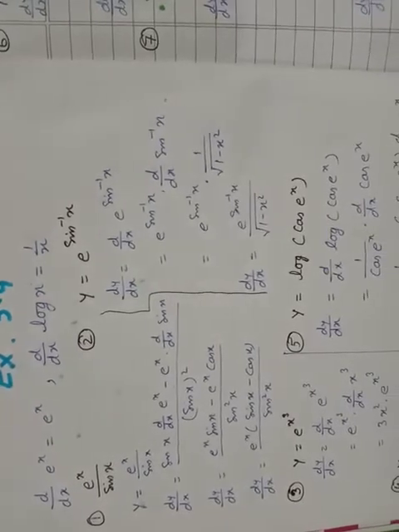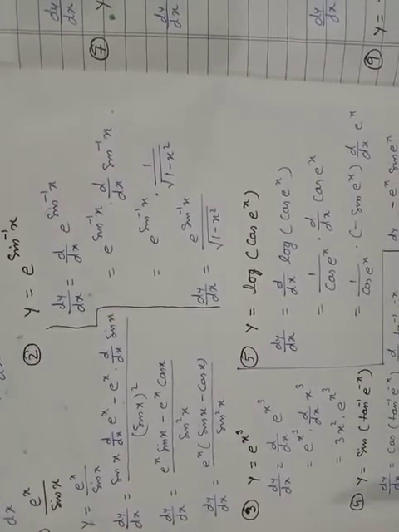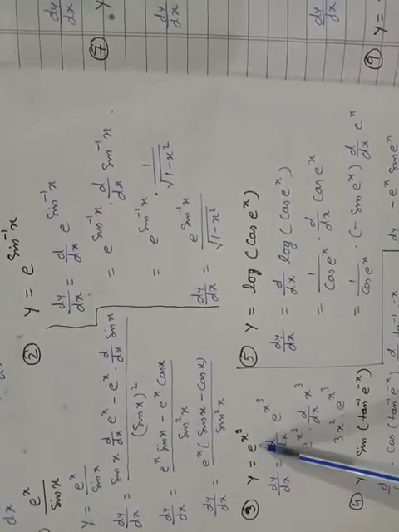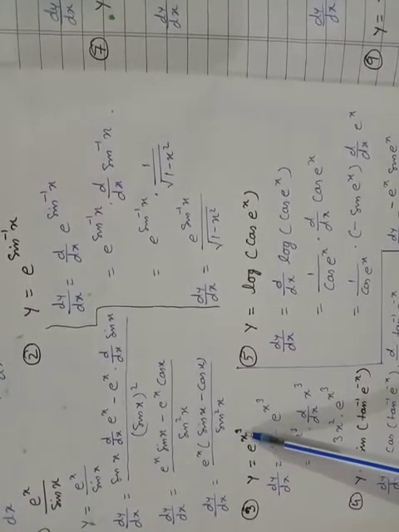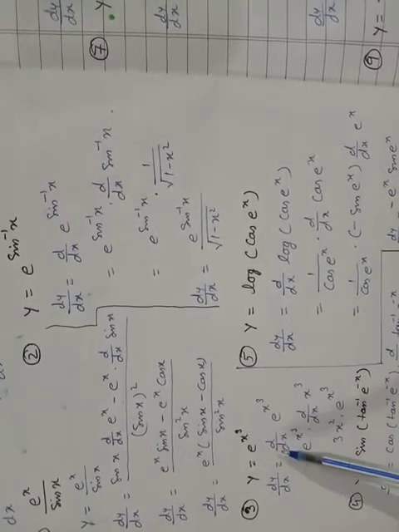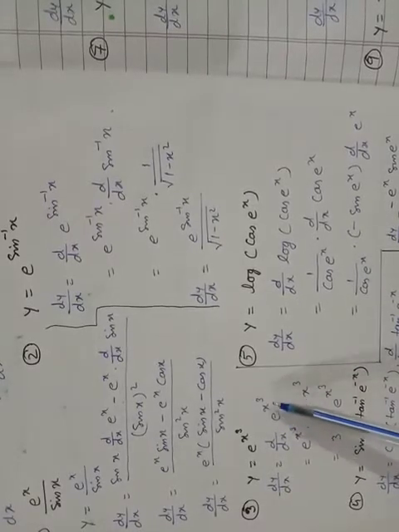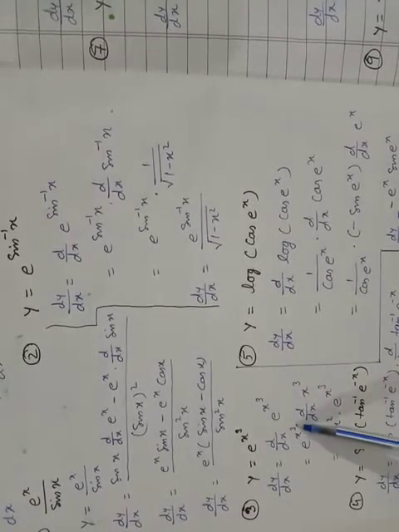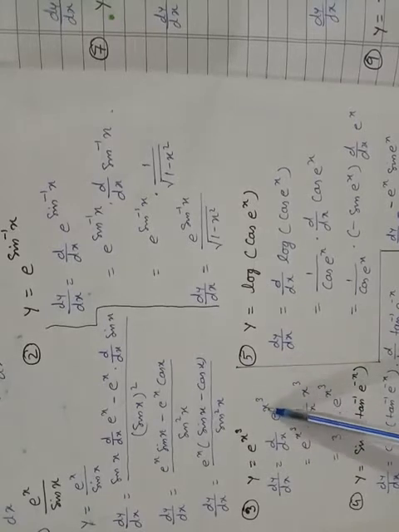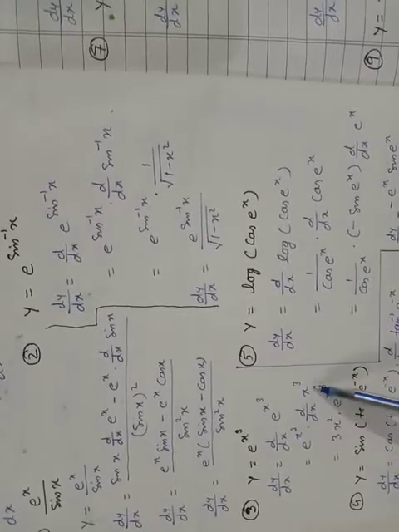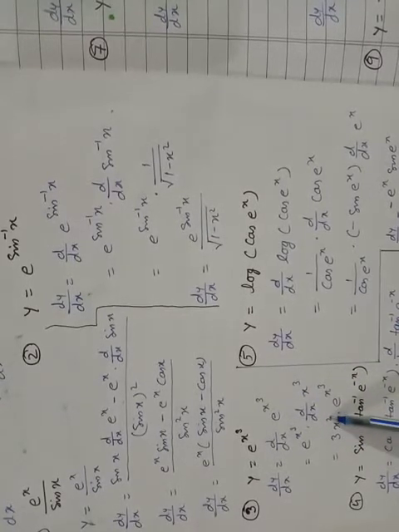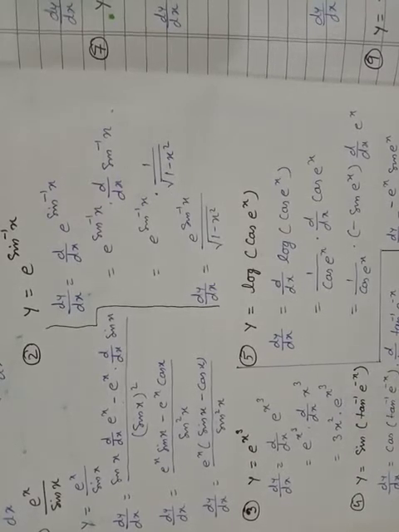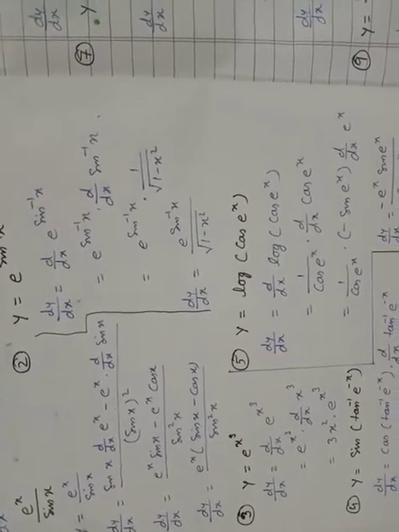And now the question number 3. Question number 3 is y equal to e to power x cube. It is very simple. So d over dx e to power x cube. E to power x cube will remain same, but by the chain rule we again differentiate x cube, which gives 3x square. So it becomes 3x square e to power x cube. It's your answer. Clear? Now the question number 4.